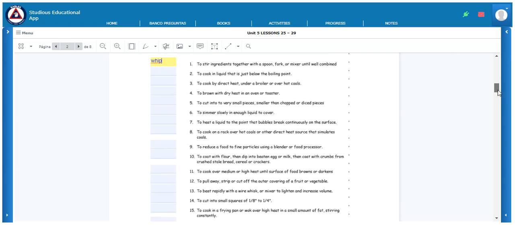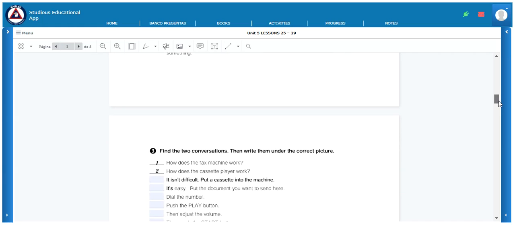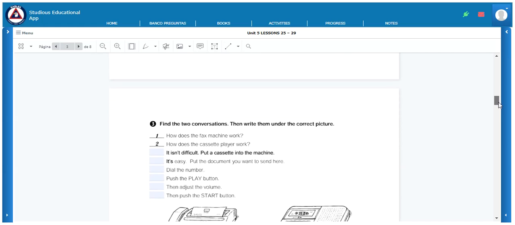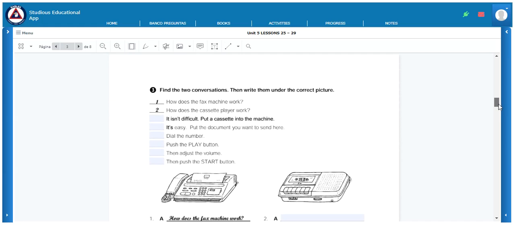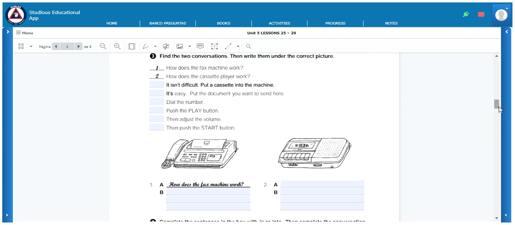There's absolutely no problem. Take a look at number 3. Number 3 says find 2 conversations and write them under the correct pictures. So depending on the 2 things, what would you say in this conversation? The first one says, how does a fax machine work? Because we know that this is a fax machine. Okay, how does the cassette player work? So we know this is a fax machine, and we know that this is a cassette player.